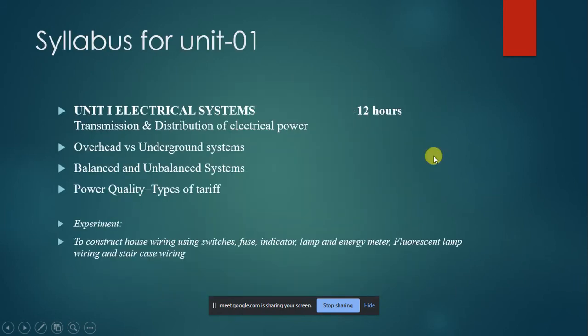Coming to the first unit, I have already said we have transmission and distribution of electrical power, overhead versus underground system, balanced power, power quality, tariff, etc. And there is one experiment associated with this. In the upcoming class, I'll tell you how to start the experiment, so that you can carry it out in the laboratory session, right?